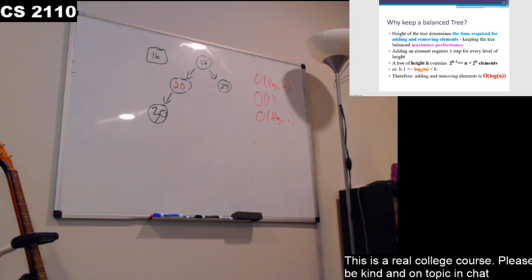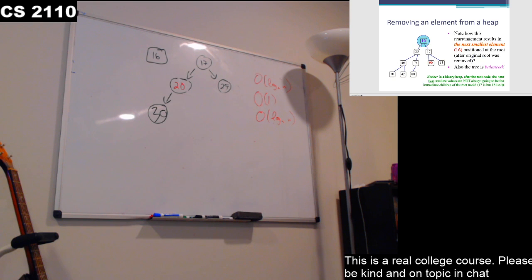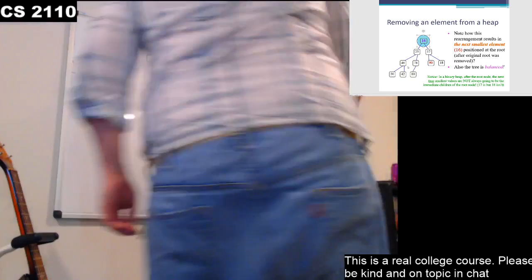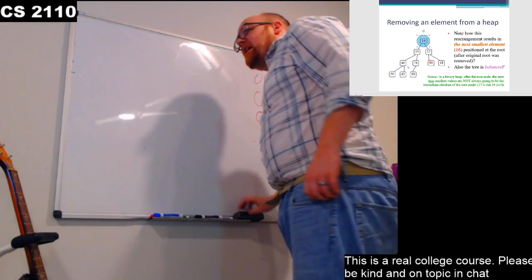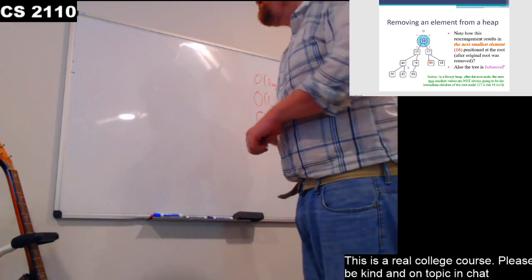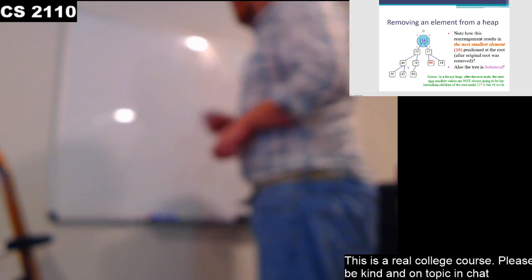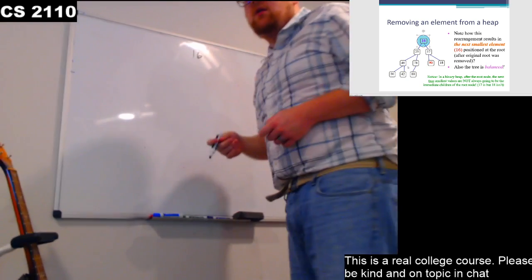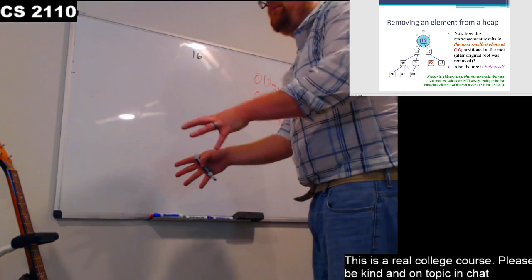For example, let's implement this heap that I have here as an array. So first, let's draw it onto the whiteboard. Because it turns out that it's actually more efficient if we do this with arrays than with linked data structures. And because of the shape property, we can do that.